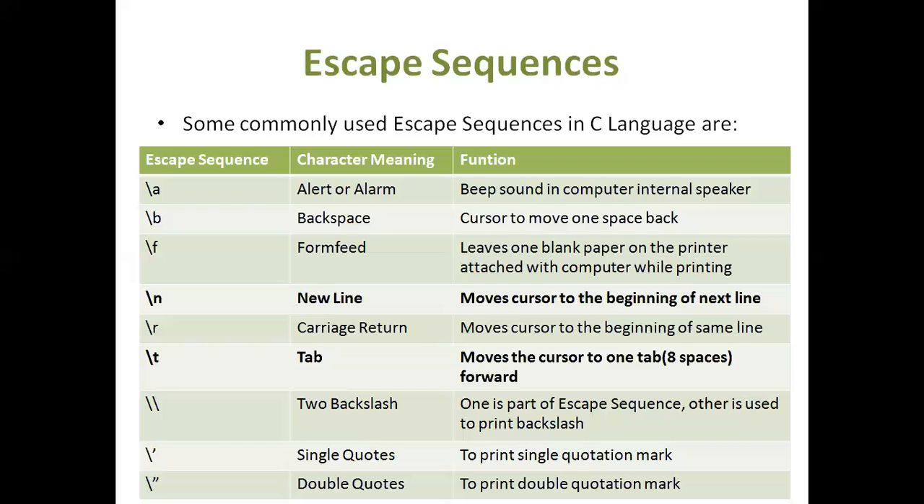If you want to print the single quotes on the output screen, then you also have to use the backslash. You will write the backslash single quotes. And if you want to print the double quotes, you will again be using the backslash mark. So these were some of the skip sequences. Now I will try to make these skip sequences more clear to you with the help of some examples.